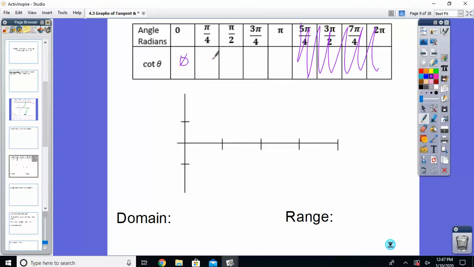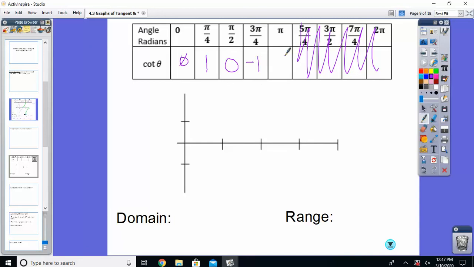Pi over 4, 45 degrees. Tangent is 1, so cotangent is 1. Pi over 2, or 90 degrees. Tangent is undefined, so cotangent would be 0. 3 pi over 4, you're in quadrant 2. Cotangent of 45 is 1, so you get negative 1.